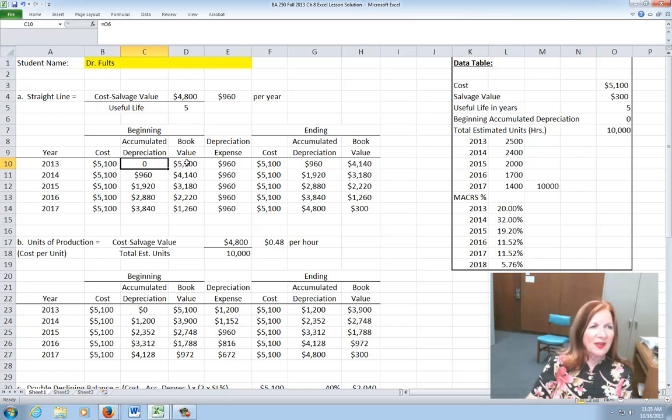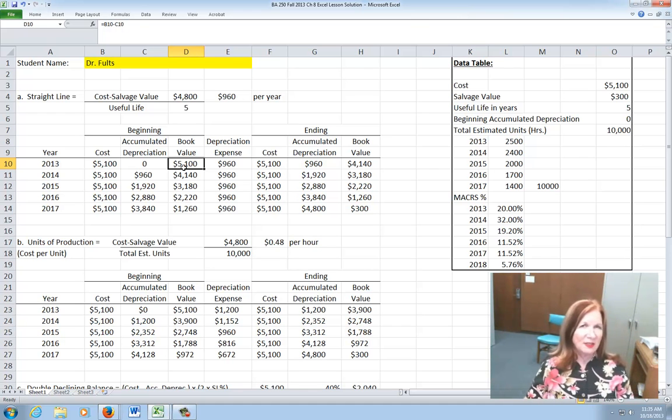Now then, the book value here is equal to B10, the original cost, minus the accumulated depreciation to get the book value. So you can probably see up here in the formulas, equal to B10 minus C10, and that's the first year's book value. They bought this on January 1, so for all of 2013, until you write depreciation entries at the end of the year, it's going to be $5,100 book value.